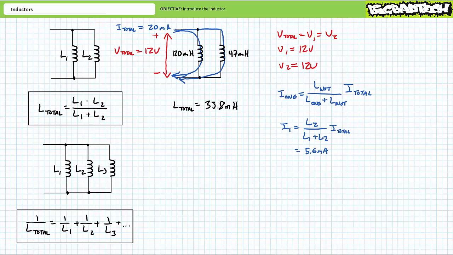Current through inductors in parallel is inversely proportional to inductance value. I like to use a variation of the current divider rule, where current through an inductor of interest, I1, is equal to the inductor not of interest, L0, divided by the total inductance for that path, in this case L1 plus L2, times the total current into the parallel relationship, in this case 20 milliamperes. Substituting in our given values where inductor 1 is our inductor of interest and inductor 2 is our inductor not of interest, demonstrates inductor 1 experiences 5.6 milliamperes of current. An application of Kirchhoff's current law demonstrates inductor 2 experiences the remaining 14.4 milliamperes of current.